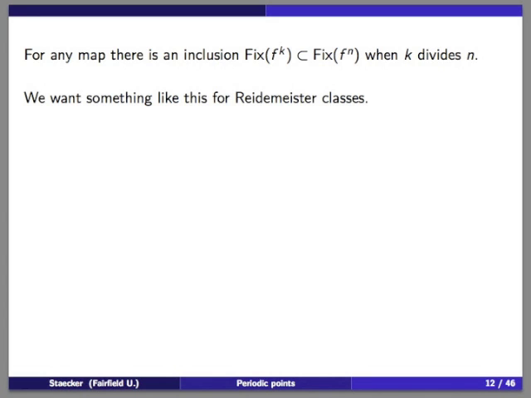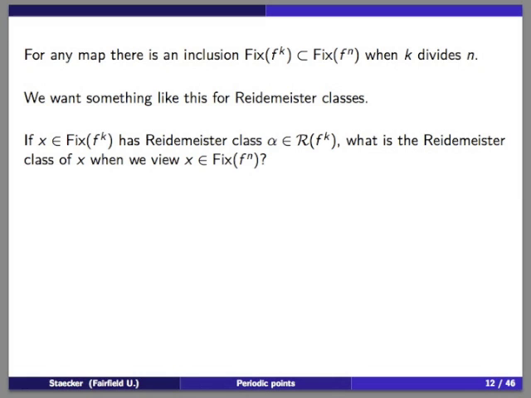All right. We would like something like this for Reidemeister classes, right? Some kind of way to include the lower Reidemeister classes into the upper Reidemeister classes. So, for example, if I have a fixed point x which is period k and it has a certain Reidemeister class, [x]. Then, what is the Reidemeister class if I view x as a periodic point of a higher iteration? A very naive first answer would be, well, wouldn't it be nice if they were the same? The same point viewed as a lower period or as an upper period should have the same class.